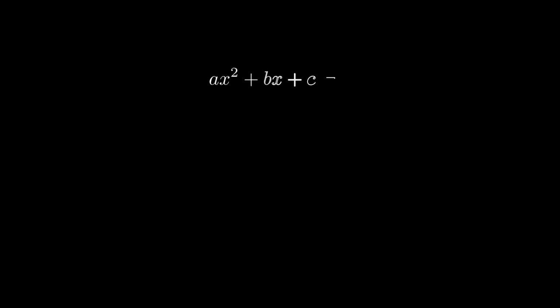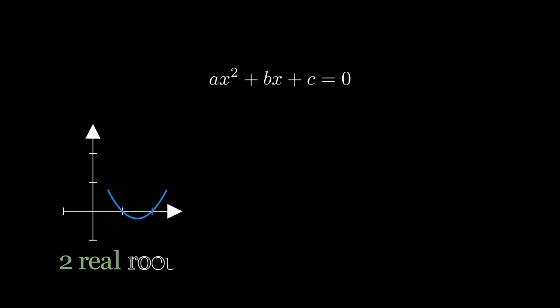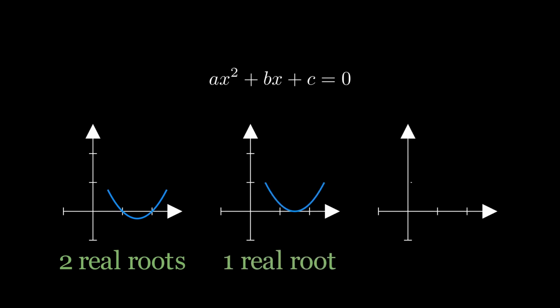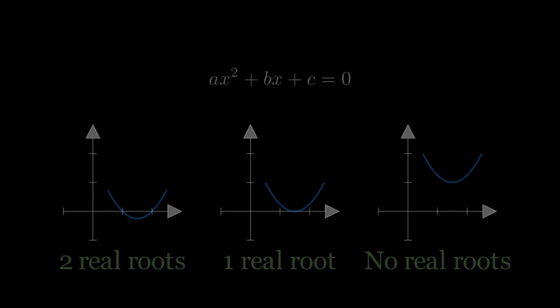Now, let's see what happens when we move the graph up or down. If we shift the function upwards, it may touch the x-axis at a single point, leading to one repeated root. If shifted further up, the function never touches the x-axis, implying no real solutions. Thus, a quadratic equation has two roots if the vertex lies below the x-axis, one root if the vertex lies on the x-axis, and no real roots if the vertex lies above the x-axis.